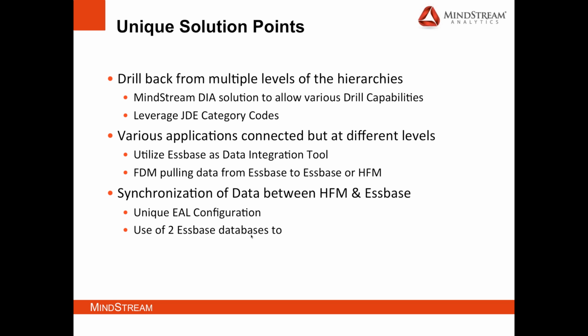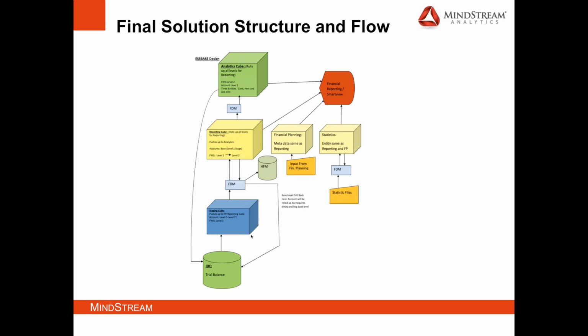So you can see in here, at the very bottom, the JD Edwards piece, the trial balance. Then we basically fed the data into a staging cube, which is an Essbase cube. And we'll zoom in on pieces of this as we go through the presentation. But basically it rolls up through the staging cube, then FDM pulls it out of the staging cube into a reporting cube or into HFM. And then it's pushed up even further by FDM again into an analytics cube. And then we have feeds, and then we have pieces going into financial planning as well.